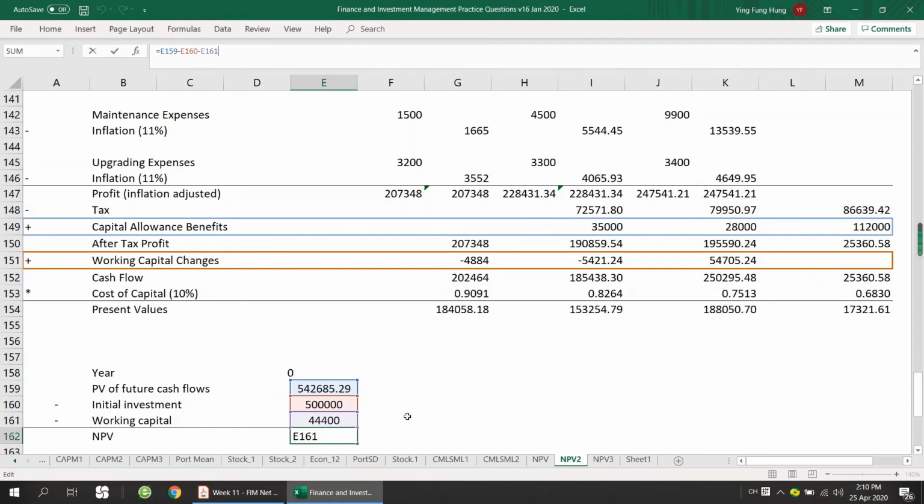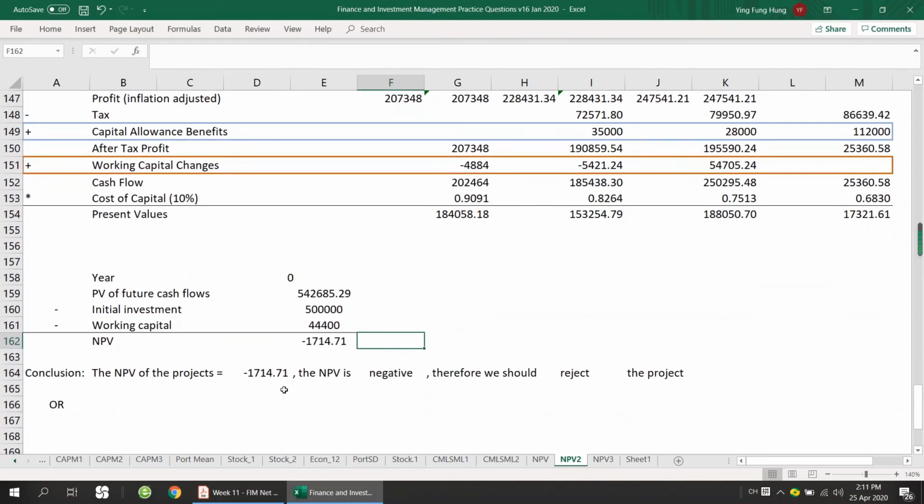Therefore we get a net present value of negative 1.71471 thousand. Now since this net present value is a negative figure, we will say that by investing in this project, it will actually create more loss for the investor, and therefore we are going to reject this project.